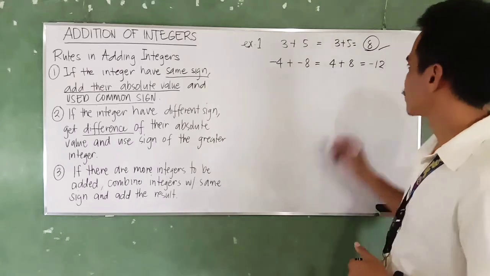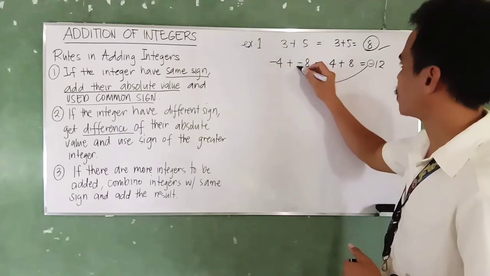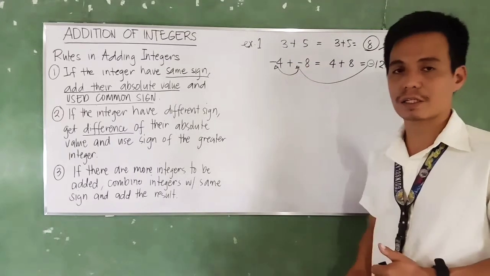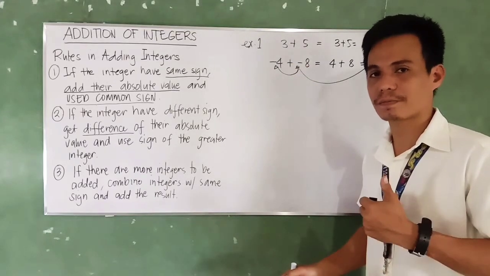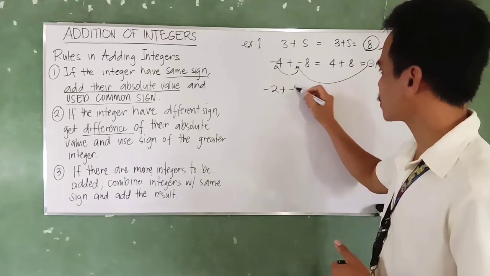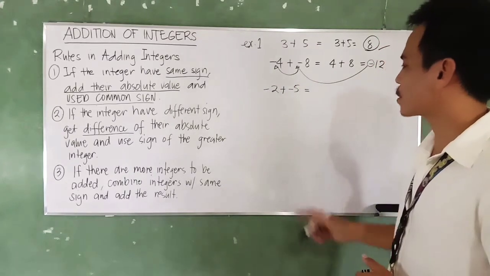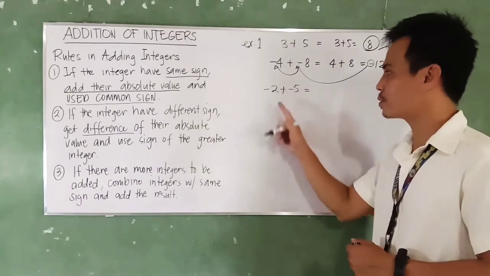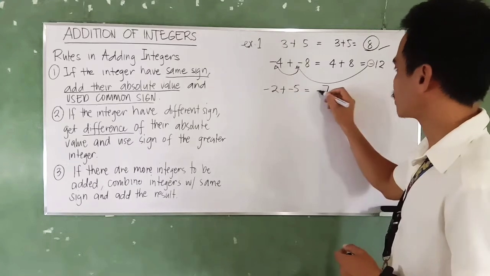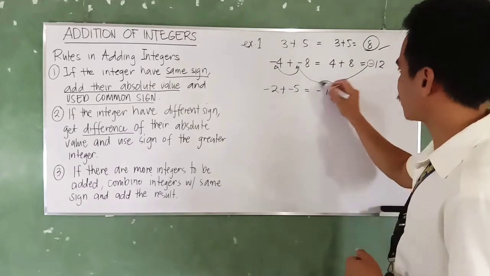Very good. So, we use the sign of the both addends. Kasi, yun yung sign niya. Okay? Another example. Negative 2 plus negative 5. So, therefore, we have to add their absolute value. 2 plus 5, 7. And copy the sign, which is negative 7. So, there you have it guys, our answer.